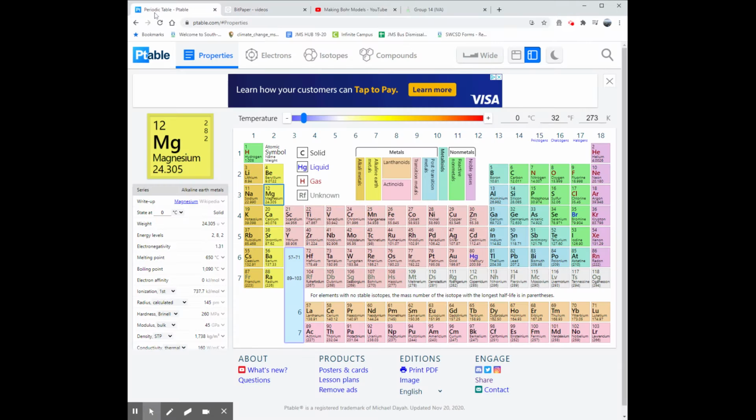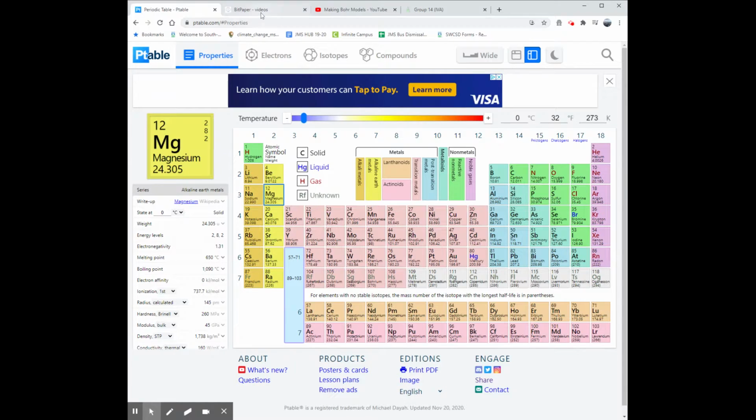And actually, let me go down the table here. Because groups are the vertical columns, everything in this first group is going to have a plus one ion. Everything in the second group is going to have a plus two ion. And I'll show you an example.